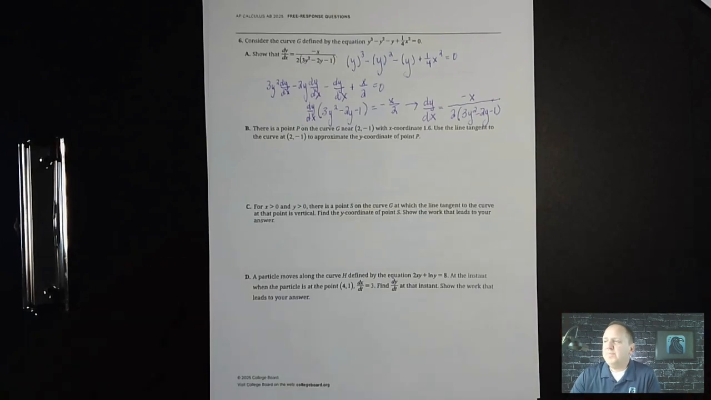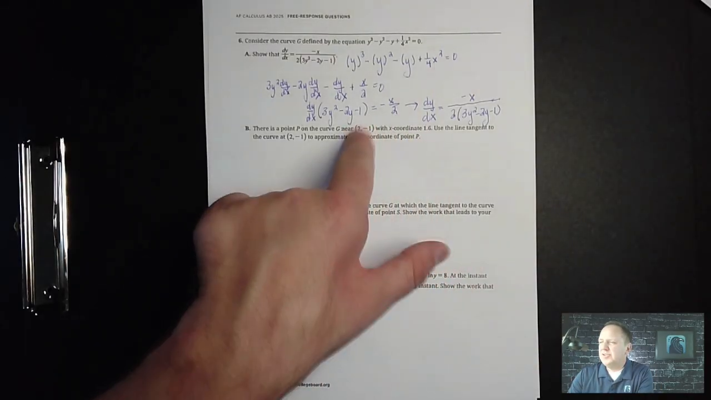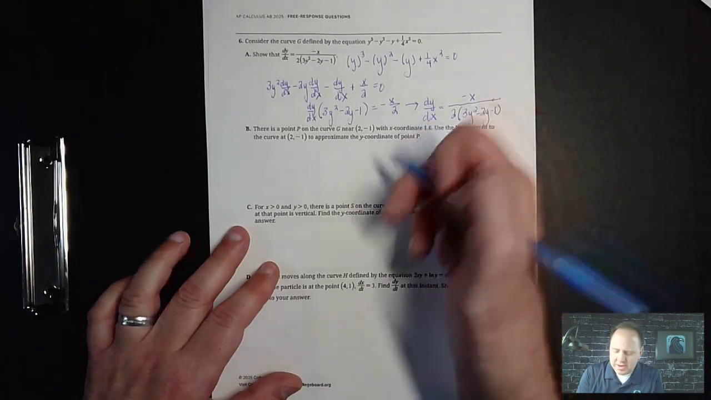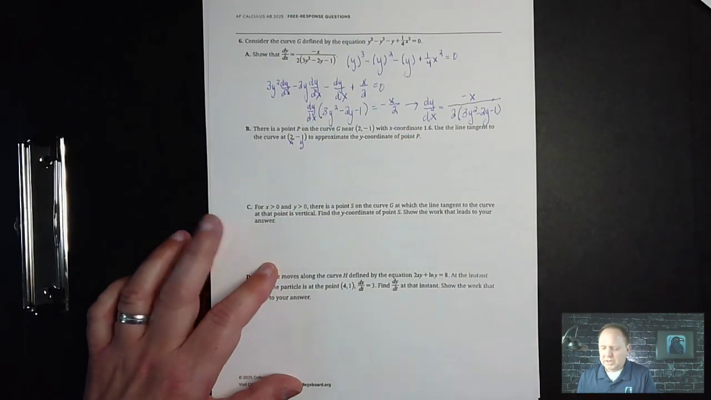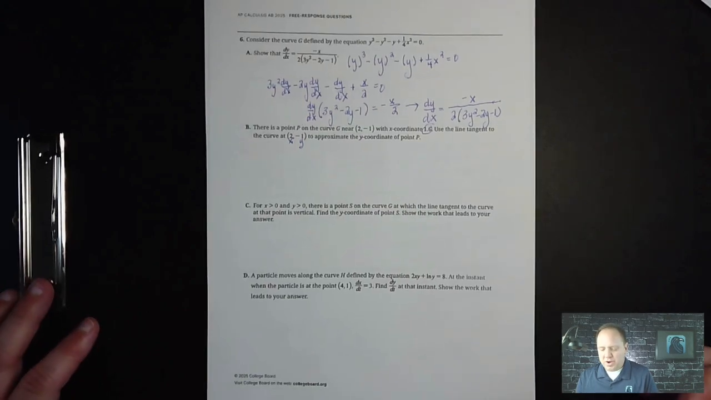All right, there's a point P on the curve G near 2, negative 1 with x-coordinate of 1.6. Use the line tangent to the curve at 2, negative 1 to approximate the y-coordinate of point P. So they told us the x-coordinate of point P. They want us to do a local linearization using this. So my thought is, okay, this is x, this is y. All right, this is what I want to plug in to get my y-coordinate.